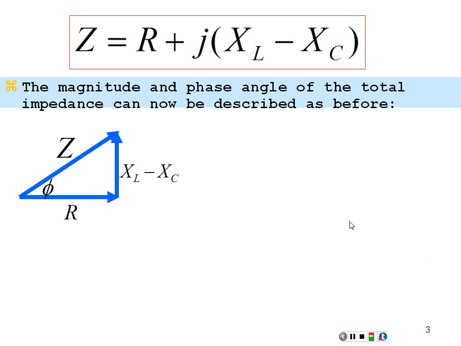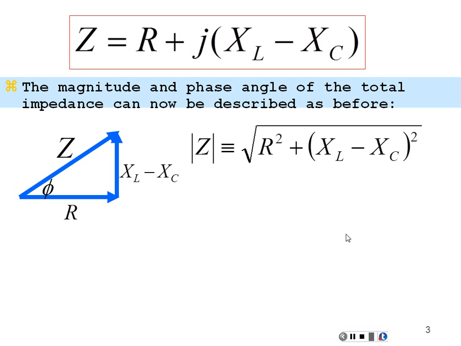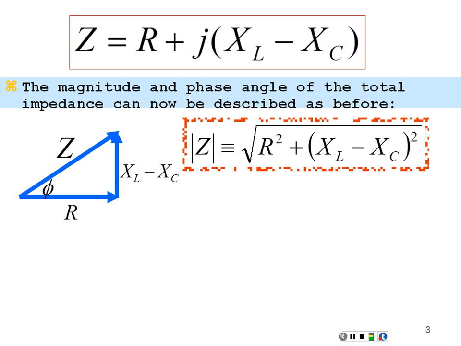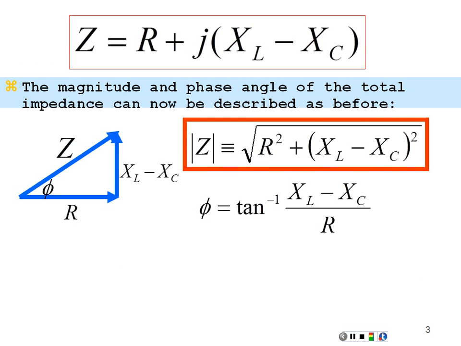The magnitude and phase angle of this total impedance can now be described as before. If we take the square of R in one direction and the square of the J direction, then add those together, we get the magnitude of the impedance. And our phase angle is the inverse tangent of our net reactance over our resistance.